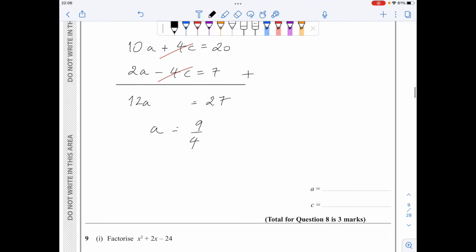And then to get the value of c, I'll substitute into either of the two. I'll go with the first one. So 5 times 9 over 4 plus 2c is equal to 10. And if I rearrange this, c comes out to be minus 5 over 8. So 9 over 4 and minus 5 over 8 are the final solutions.